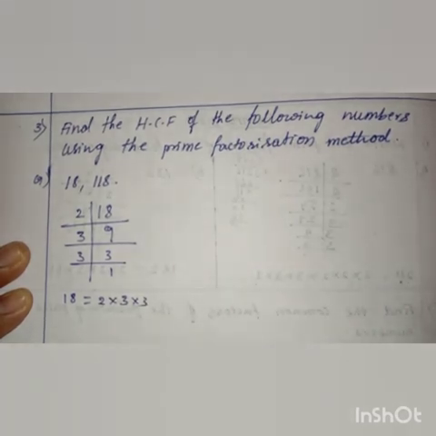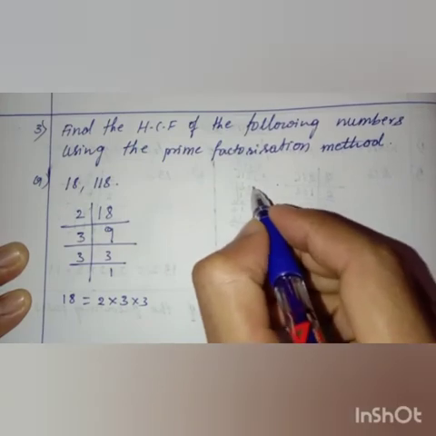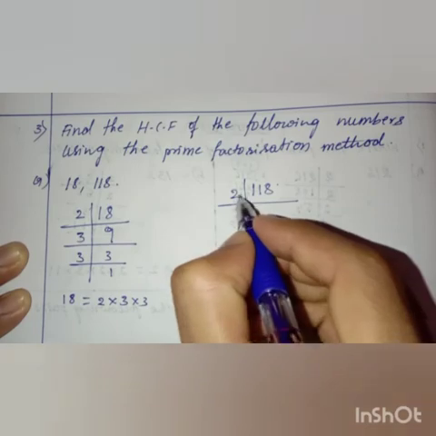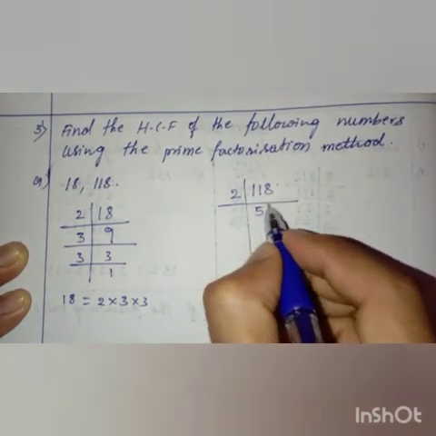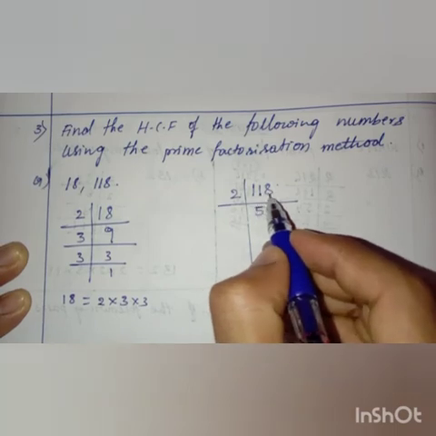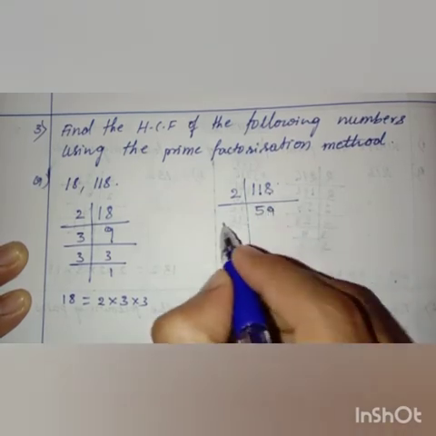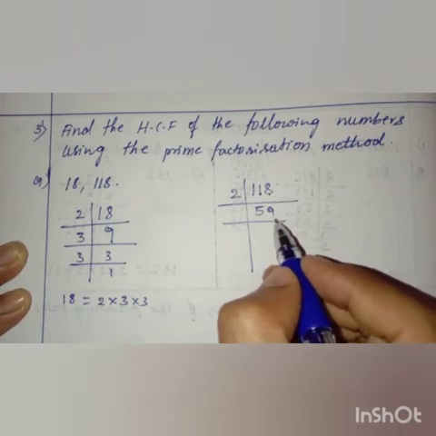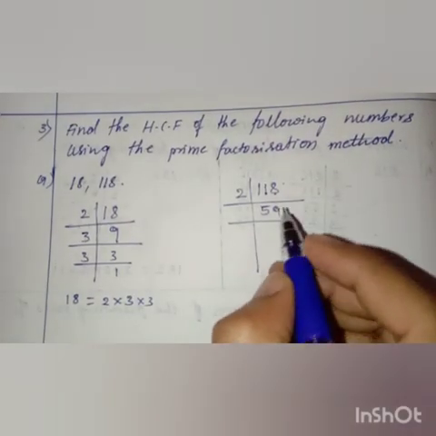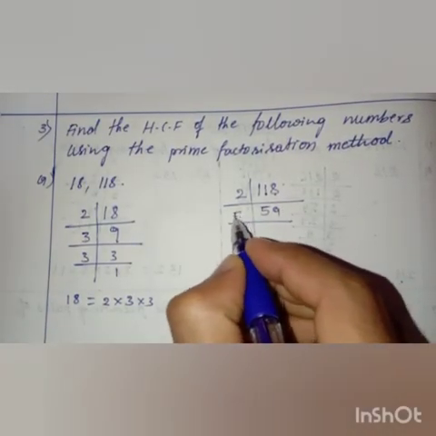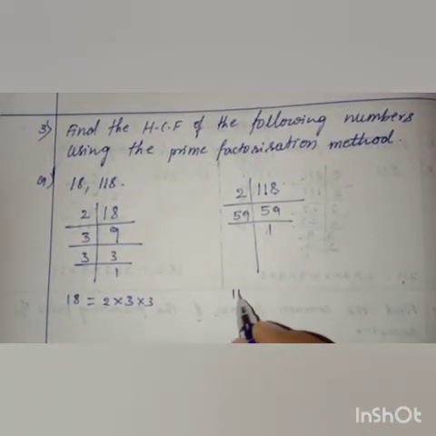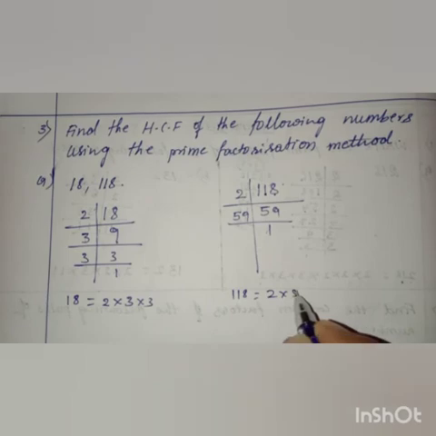Right? And next, find out the prime factors of 118. From 2 it is divisible, right? 2 5s are 10. Now 1 is remaining, it will become 18. So 2 9s are 18. Now from 2 it is not divisible. So here 59 is a prime number, right? So it is divisible by only 59. 59 ones are 59. So 118 is equal to 2 into 59.